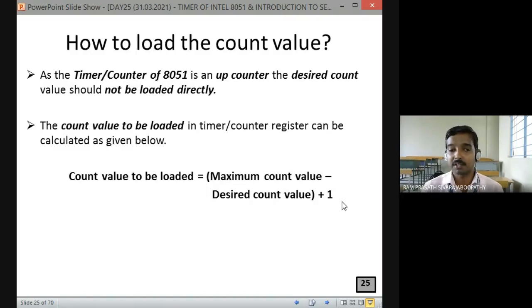Now we will consider mode 2 operation. In mode 2, what is the maximum count value? Mode 2 is an 8-bit timer or counter with auto reload. So what about the maximum count value?